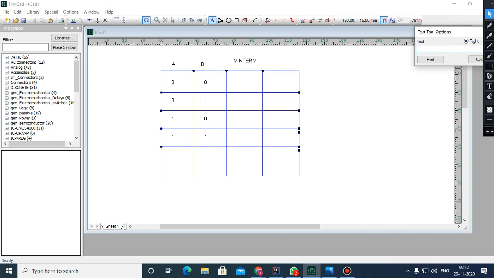Now I'm talking about minterm. Suppose I am picking any two values here. Here it is minterm. Just write: a minterm is the product of all the literals within the logic system. All of you please write.